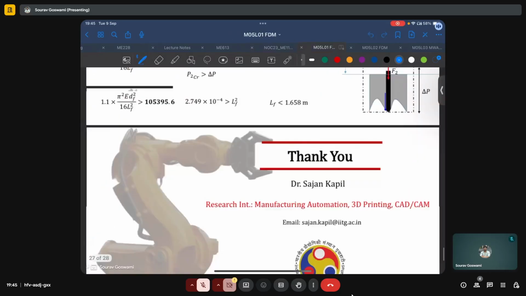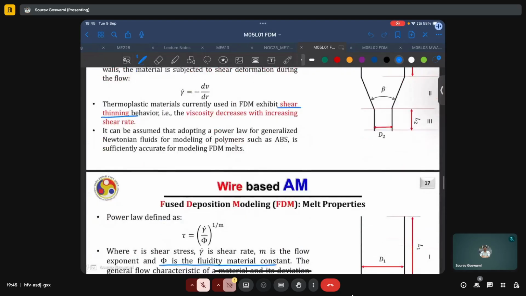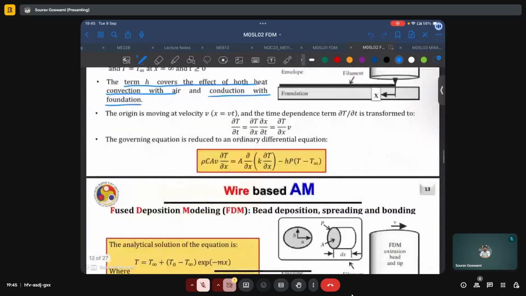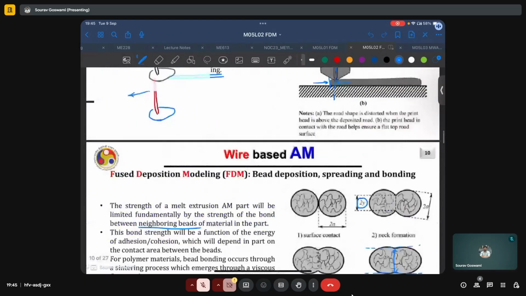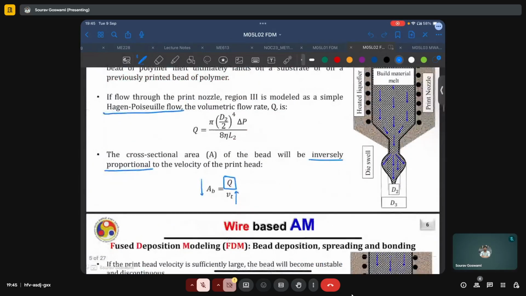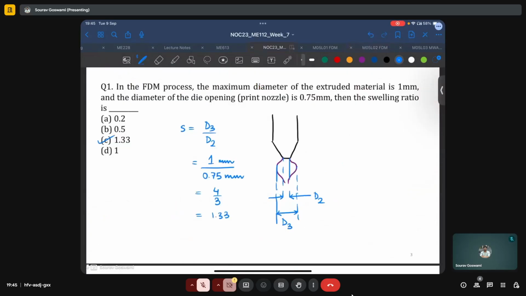Let us also quickly revise the expected range of this die swelling, which we saw was in the range of, if I remember, 1.05 to 1.3 or similar. Yes, the typical range is between 1.05 to 1.3.